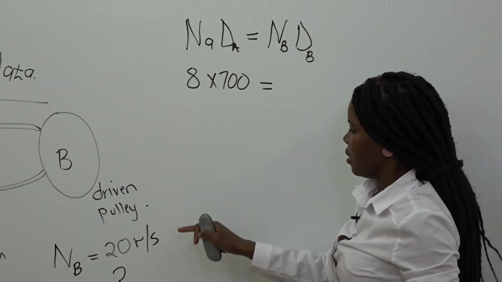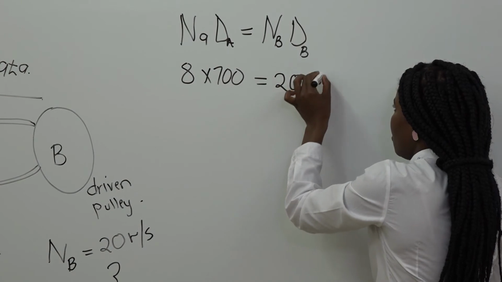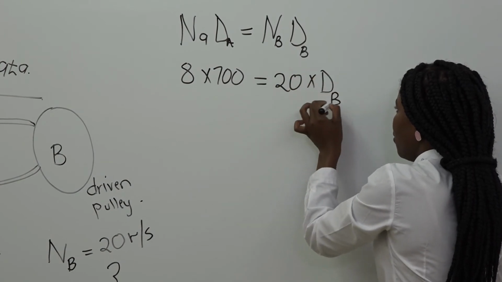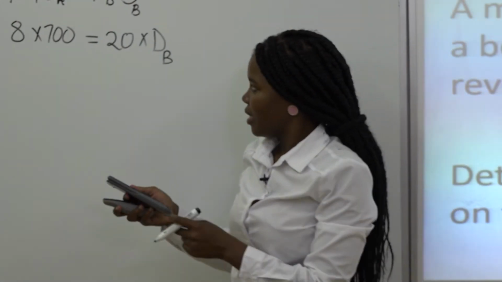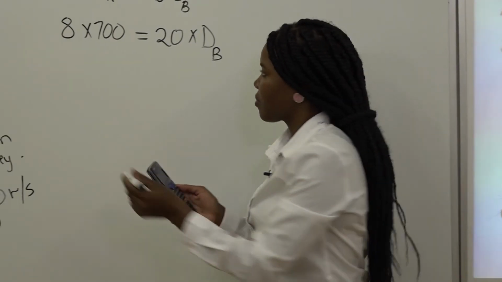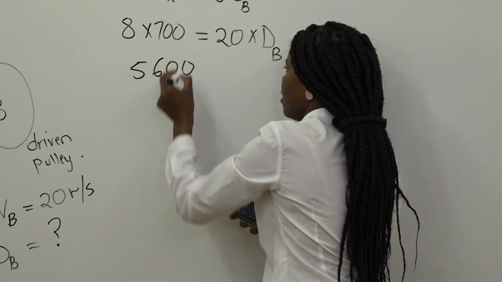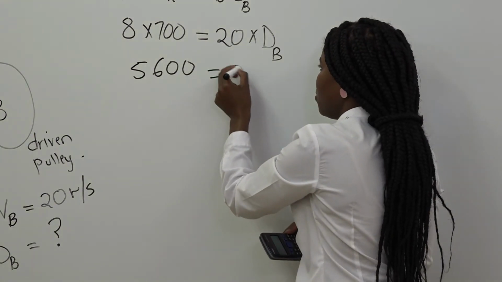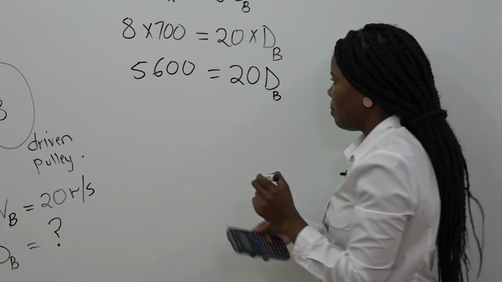The rotational speed given is 20. Now we calculate our unknown, where dB is the diameter of our driven pulley. So you say 8 times 700, of which you'll get 5,600, is equal to 20 times the diameter of pulley B.